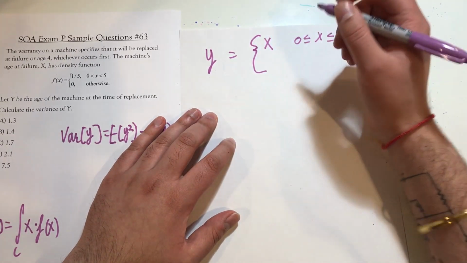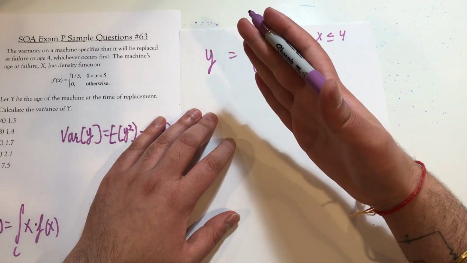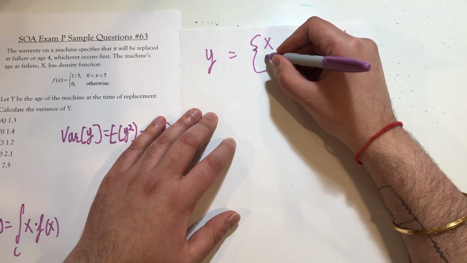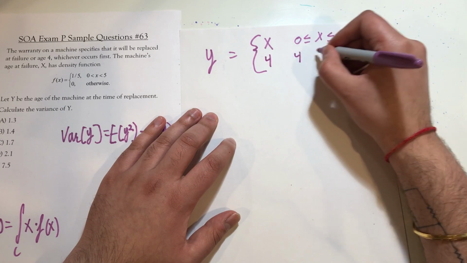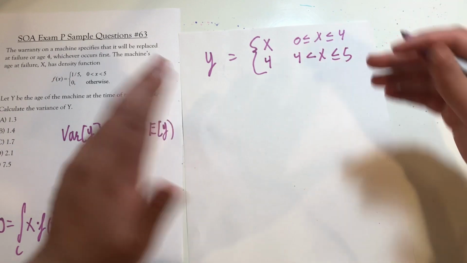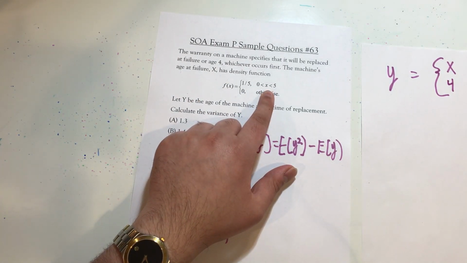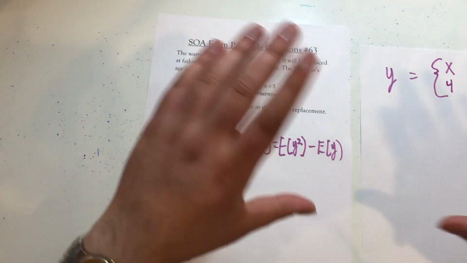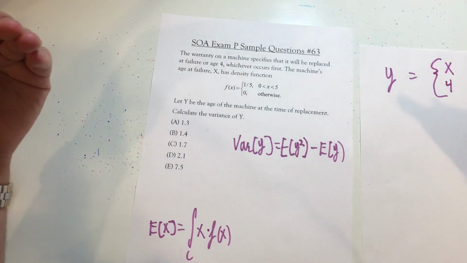That means if there's any point over 4 years, it can't fail at a negative year, before it actually starts being used. It must be replaced at 4. And this is going to occur from 4 to 5. And we know that 5 is our upper limit because of this part right here. The machine will fail from time 0 to 5, no time outside of that, based on what we're given.